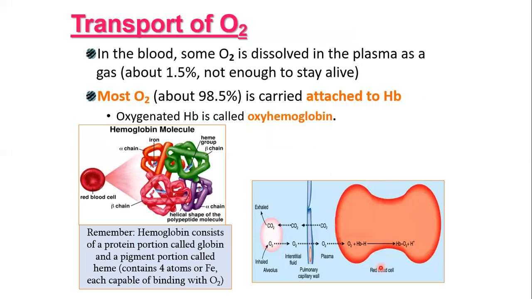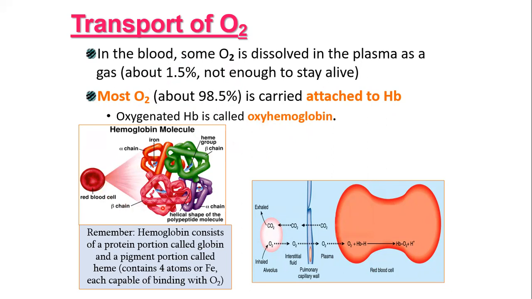Let's learn first about the transport of oxygen. In the blood, some oxygen is dissolved in the plasma as a gas. This is around 1.5%, but this is not enough to stay alive. We need much more oxygen. Most oxygen, the remaining around 98.5%, is carried attached to hemoglobin. And if we remember this term, oxygenated hemoglobin is called oxyhemoglobin, oxygen plus hemoglobin.